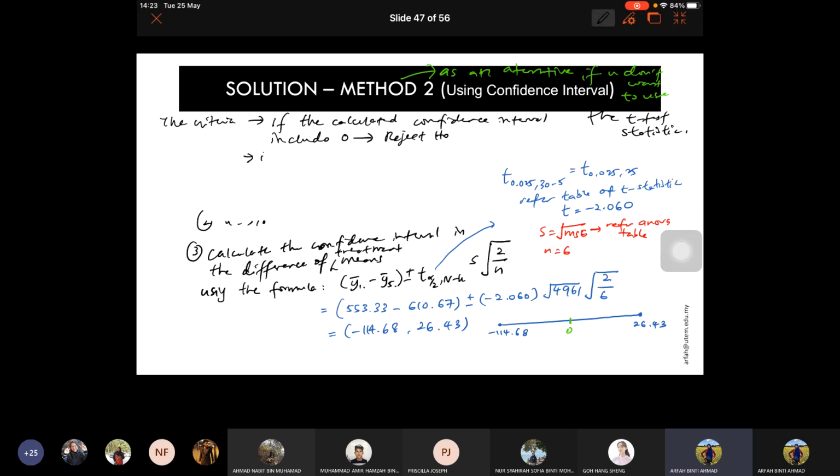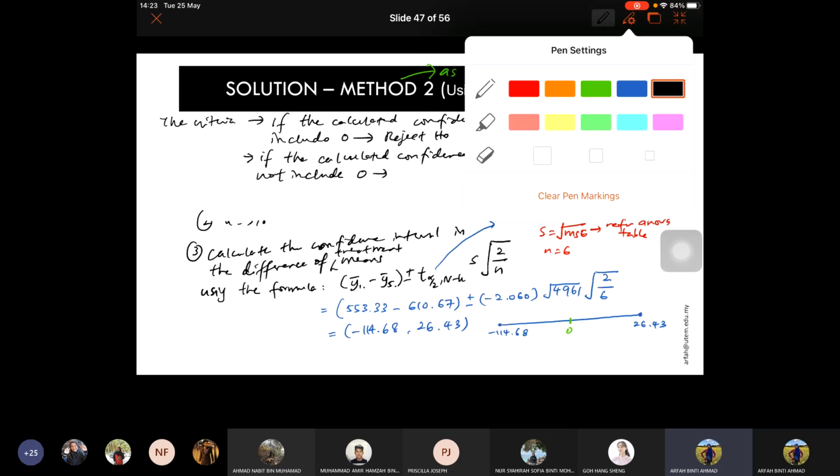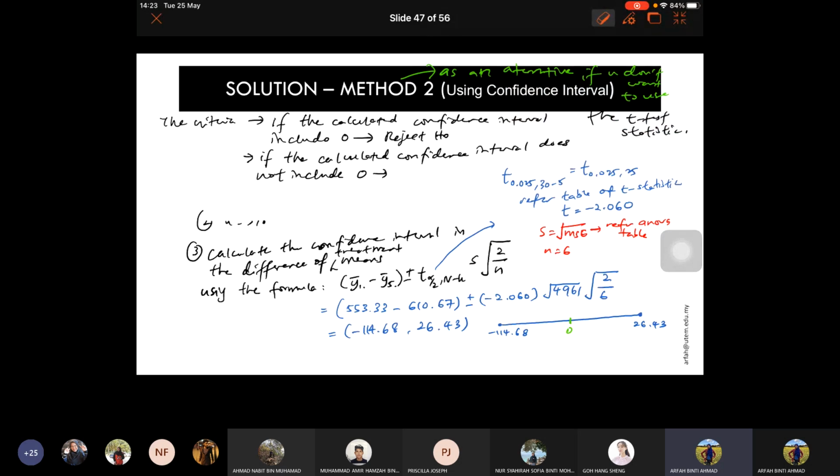Okay. Then if the calculated confidence interval, okay, does not include 0, then, include 0 terbalik. Include 0, we will accept H-null. Okay. Accept H-null. Okay. Reject H-null if the calculated confidence interval does not include 0.